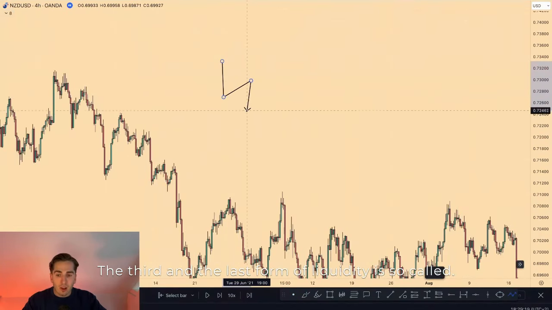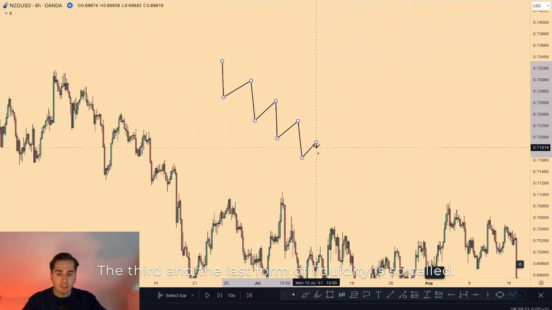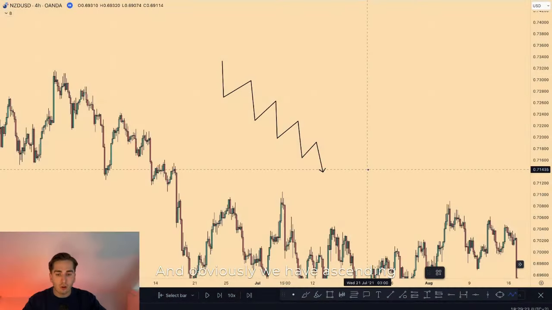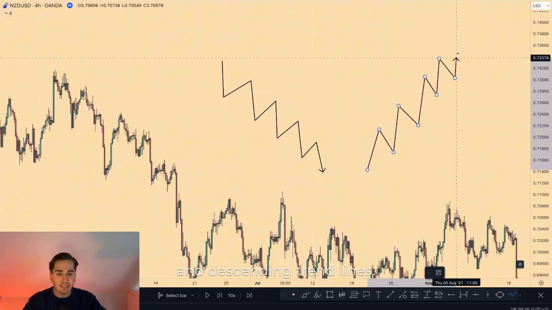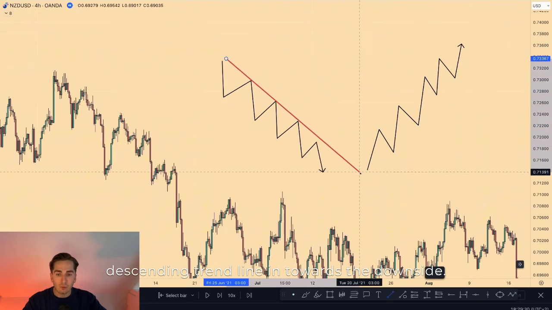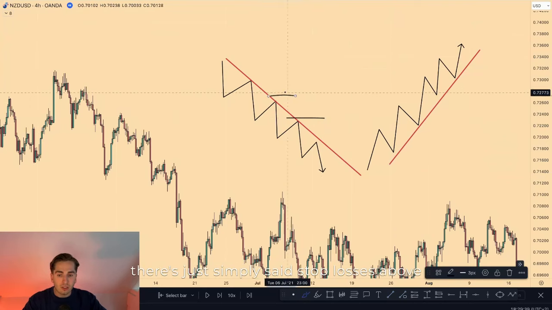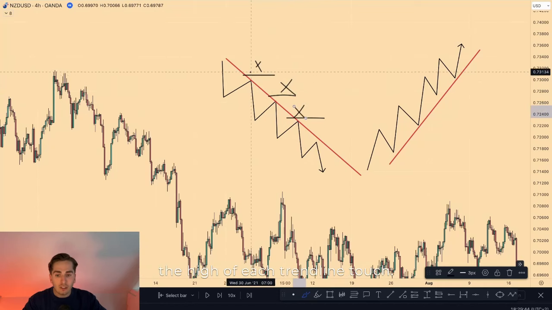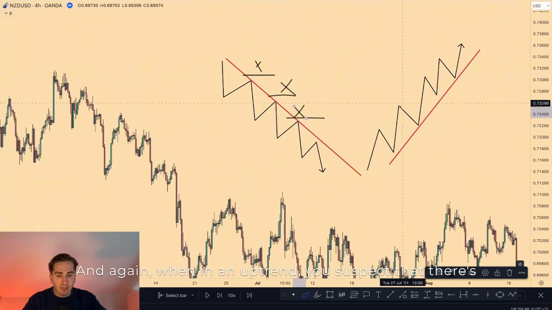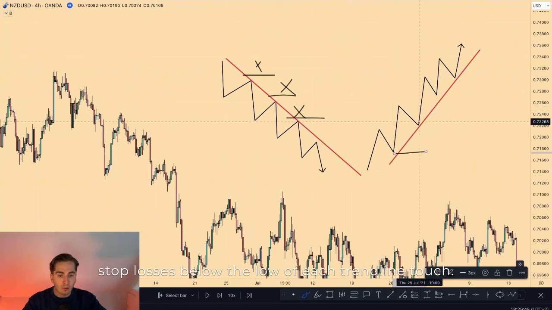The third and the last form of liquidity is so-called trendline liquidity. And obviously we have ascending and descending trend lines. So what we have here is a descending trend line in towards the downside. And what we have here on the right is an ascending trend line in towards the upside. And again, what you assume is that there are simply said stop losses above the high of each trend line touch. And again, when in an uptrend, you suspect that there are stop losses below the low of each trendline touch.